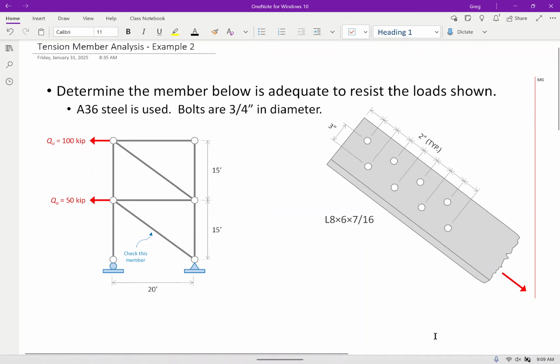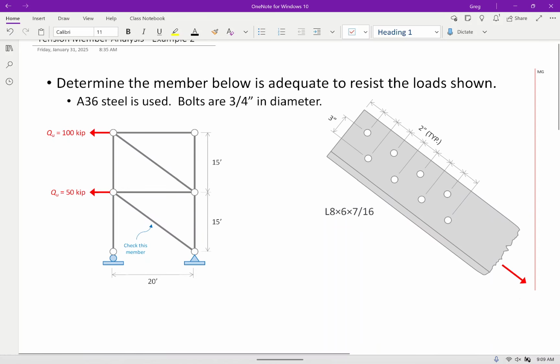So this is our member, and this is our structure. I did tell you that A36 steel is used and 3/4 inch diameter bolts. So that should be pretty straightforward. I think the evaluation of the tension member itself will be very doable for everybody here. But I think it's probably been a while since we've looked at structural analysis, right? So let's do that, okay?